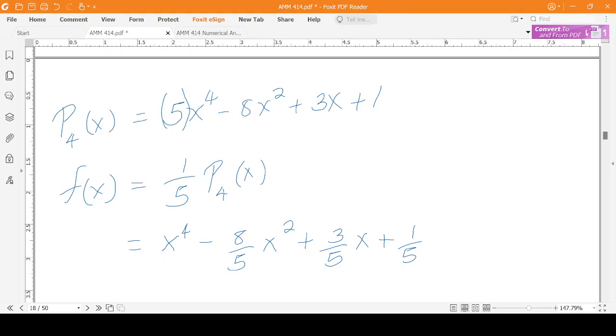Now, the polynomial f of x is still a polynomial of degree 4, but the coefficient of x power 4 is now equal to 1. So f of x is a monic polynomial. P4 of x was not monic, but when we generate another polynomial, f of x, by dividing p4 by 5, which was the coefficient of x power 4, we get a monic polynomial.